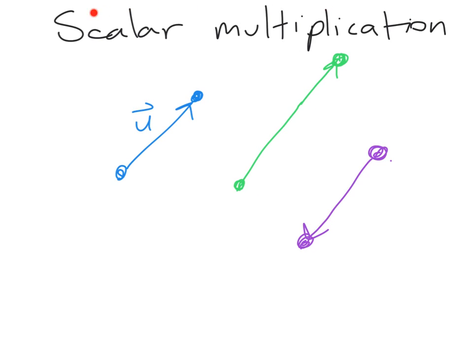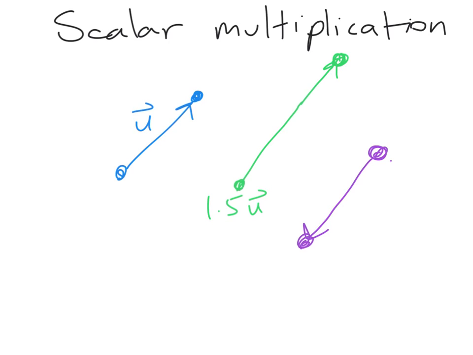We might also want to figure out how to multiply a vector by a scalar. So if we have a vector u, perhaps we would like to be able to take 1.5 times u. To do that, we simply stretch the displacement along the i direction to 1.5 times the original, and we stretch the displacement along the j direction to 1.5 times the original.